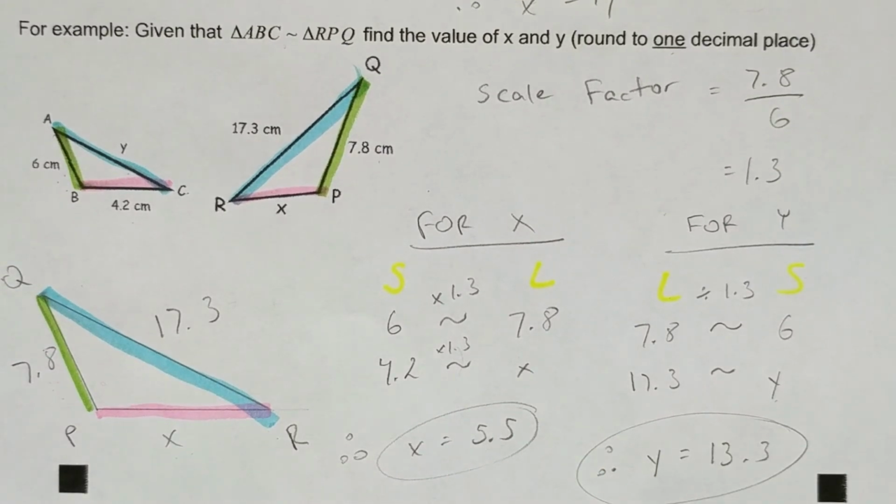Okay, so remember, when you're trying to find an unknown side, you're going to follow very similar steps to what we had seen for finding the scale factor. You match up the sides, you find the scale factor, you write your similarity statements, decide if you're multiplying or dividing, and then just find the unknown side.